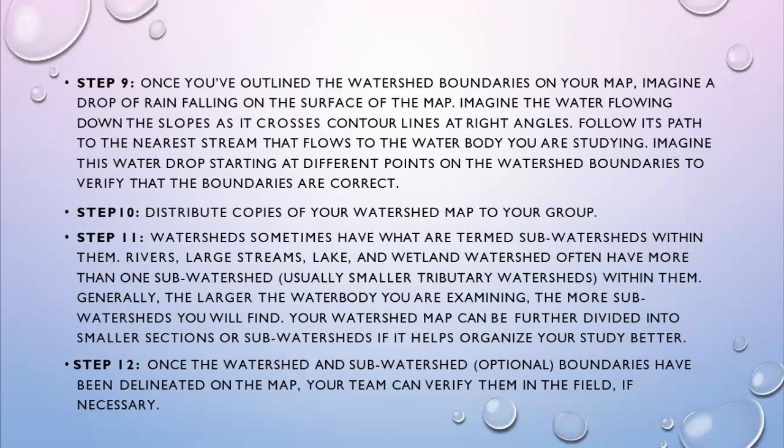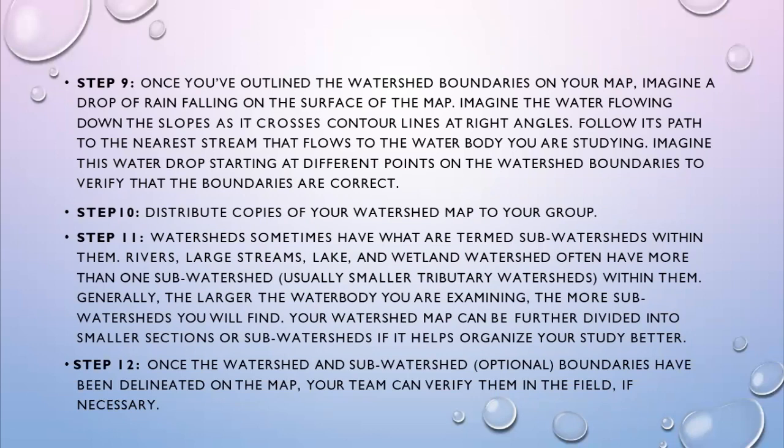Next is, once you've outlined the watershed boundaries on your map, imagine a drop of rain falling on the surface of the map. Imagine the water flowing down the slopes as it crosses contour lines at straight angles. Follow its path to the nearest stream that flows to the water body you are studying. Imagine this water drop starting at different points on the watershed boundaries to verify that the boundaries are correct.